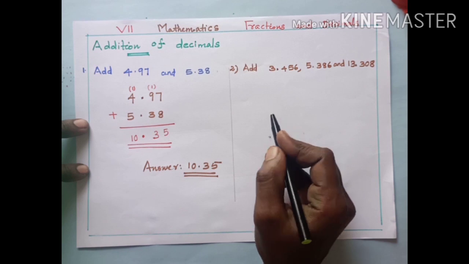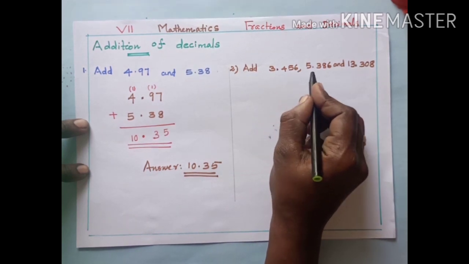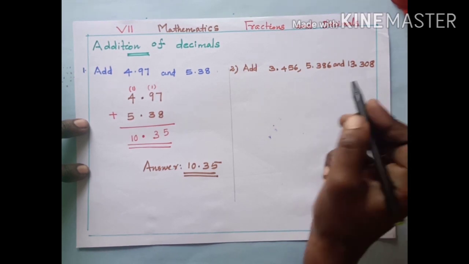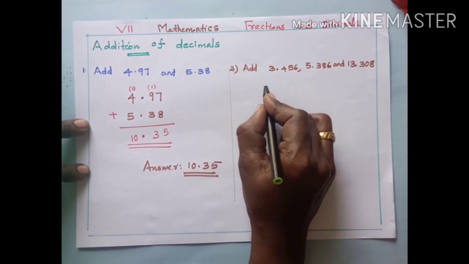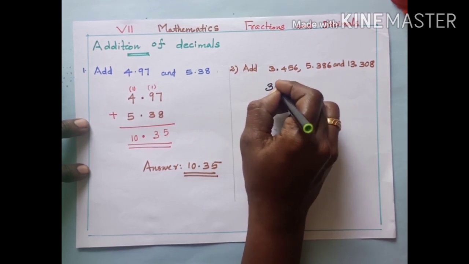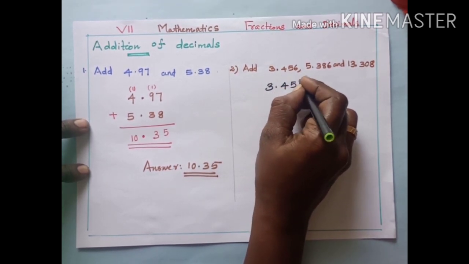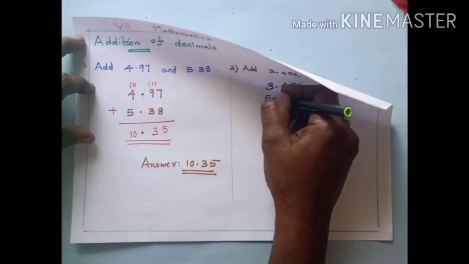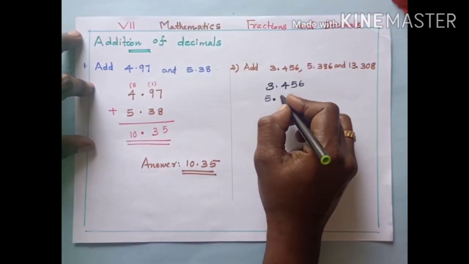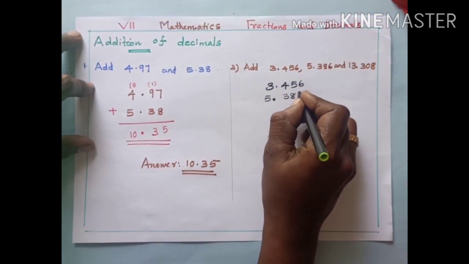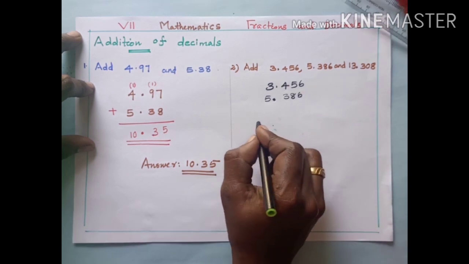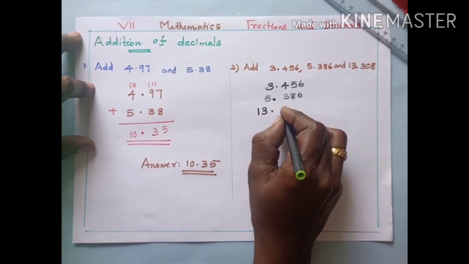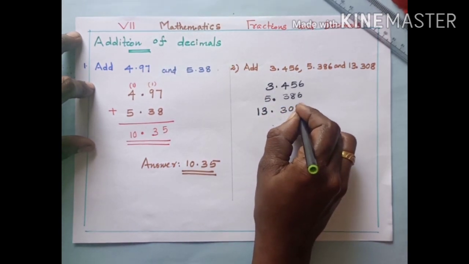Listen to this question. Add 3.456, 5.386 and 13.308. So, write the addends one below the other. We get 3.456. Then next is 5.386, and third is 13.308.